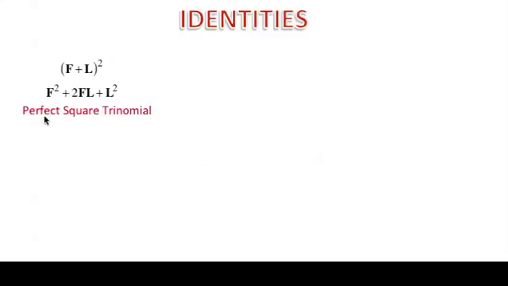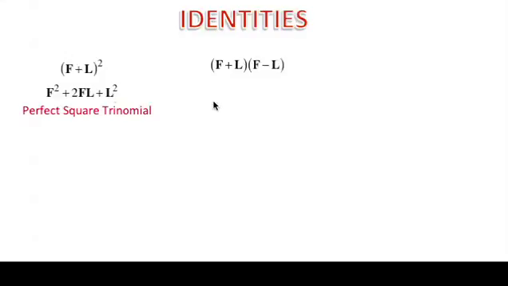All right, so we end up getting this thing, and this is called a perfect square trinomial. Okay, and you can recognize it because the first term is a perfect square, and the last term is a perfect square. And the middle term happens to be 2 times the first term times the last term, or 2 times the square root of the first term and the square root of the last term.